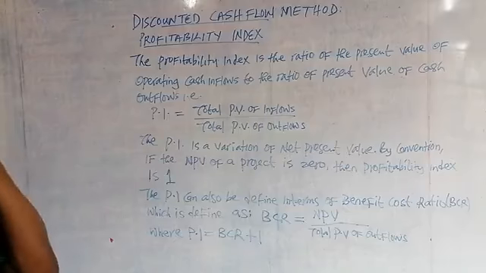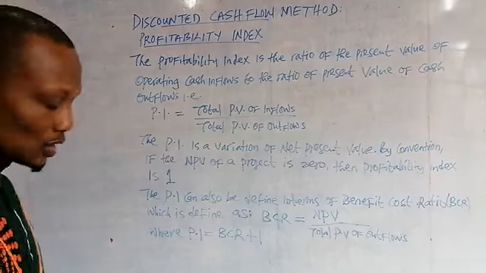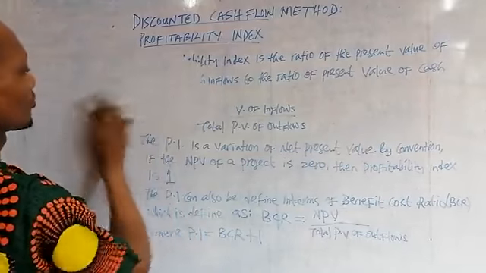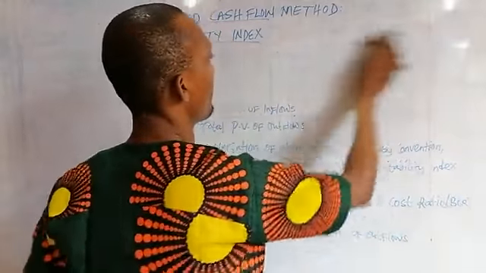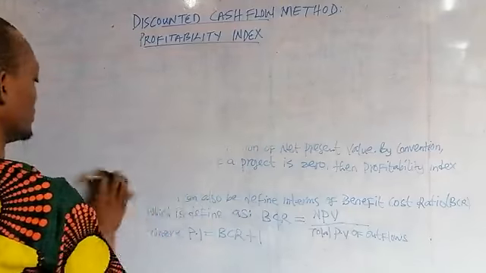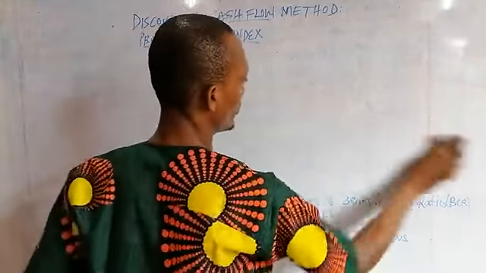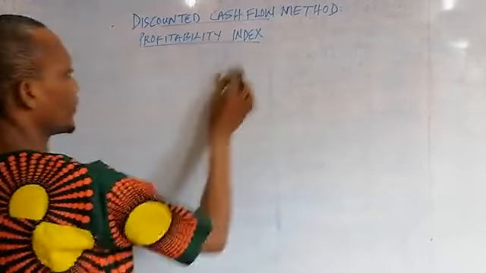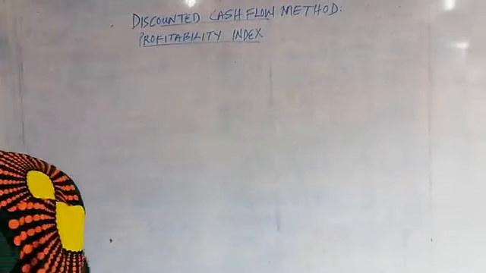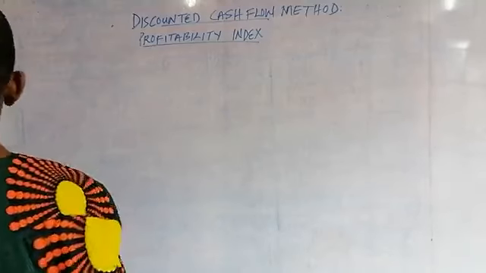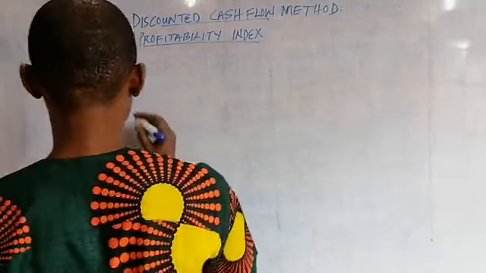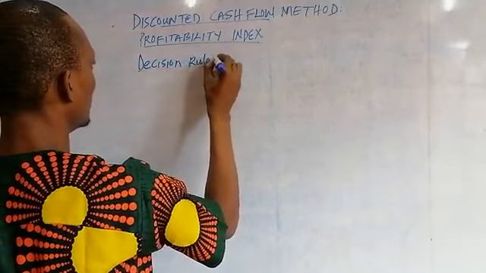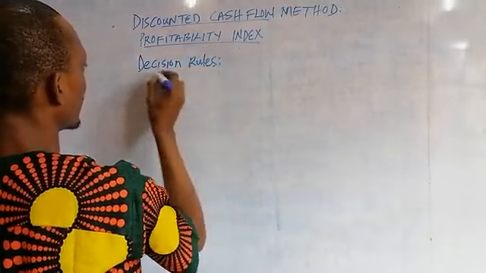Okay, let's now quickly look at the decision rules under profitability index. The decision rules.